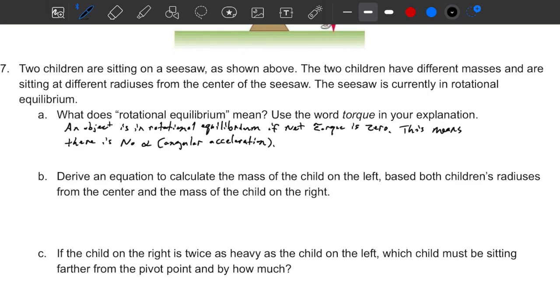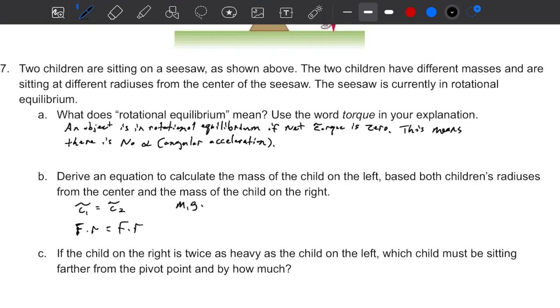Derive an equation to calculate the mass of the child on the left based on both children's radiuses from the center and the mass of the child on the right. Okay, whatever. So balanced torques, torque 1 on the left is equal to torque 2 on the right. Torque is force times displacement times sine of theta, but in this case, theta is 90 degrees, sine of 90 is 1, so I'm dropping that off.